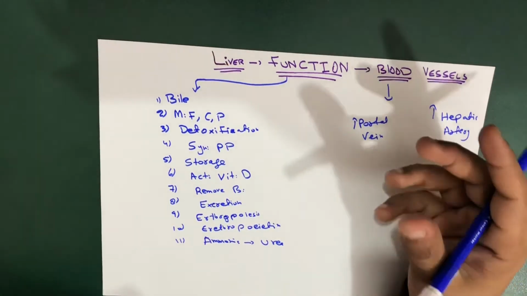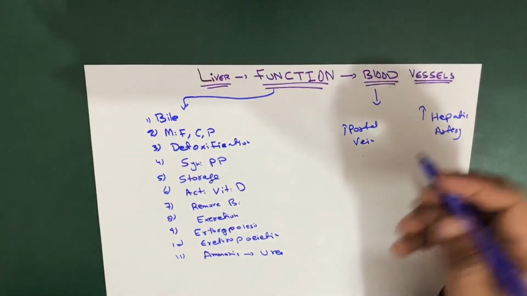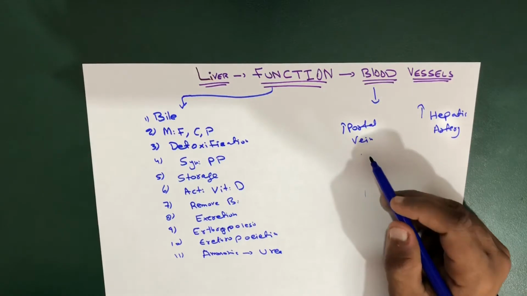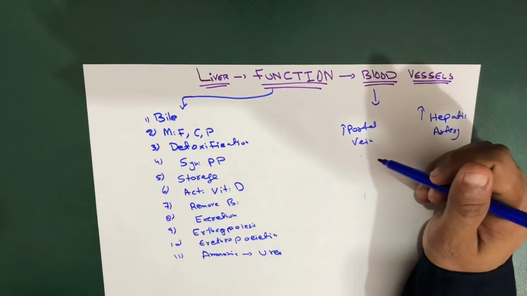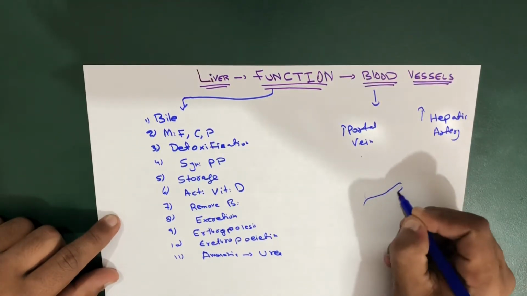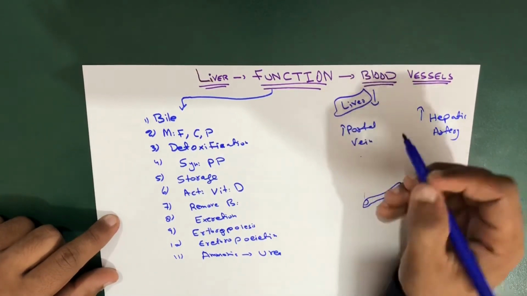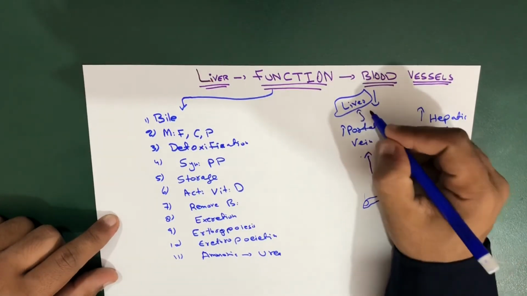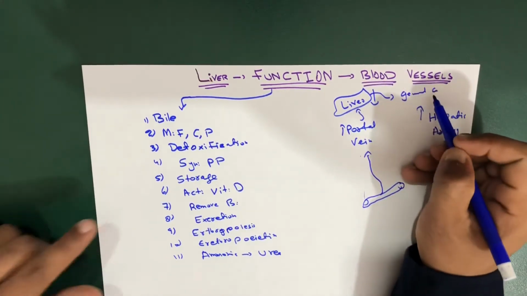The portal vein carries the products absorbed from your GIT. From your GIT, the absorbed products go through the portal vein directly to the liver, for the purpose of storage or detoxification before these enter the general circulation. For example, this is your GIT and this is your liver above. So from the GIT, the blood goes into the portal vein, and from the portal vein it enters the liver where detoxification occurs, and from the liver it gets into the general circulation.